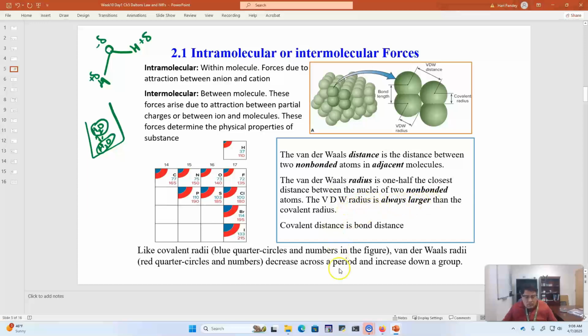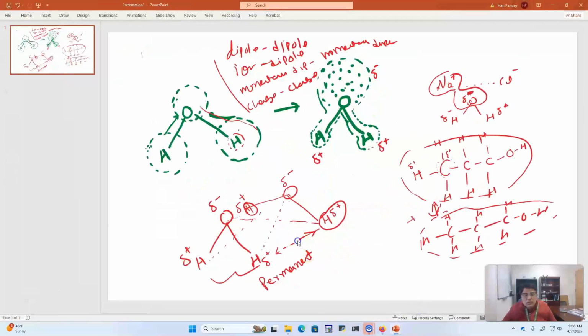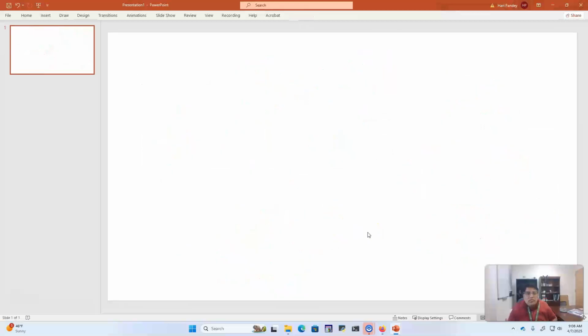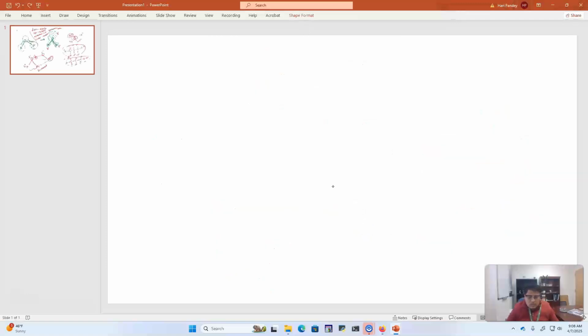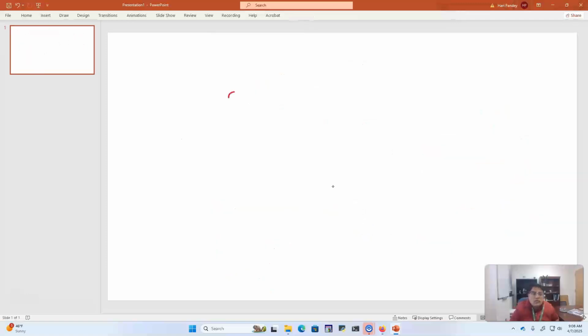So if 2 atoms are not bonded, for example, now let me erase all of them. So this is one water molecule. Let's say this is oxygen, and this is the hydrogen. But these hydrogen and oxygen are bonded together. Let me take another water molecule also.